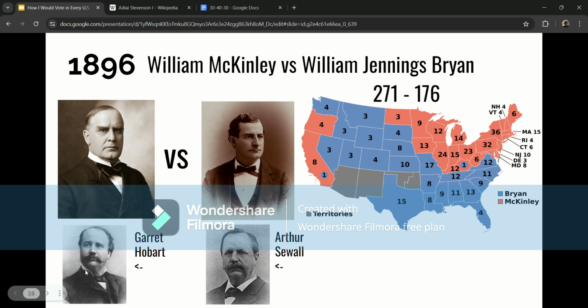So this ticket would have been appealing to me for experience versus this ticket, but when it comes to pretty much everything else, I would not have liked what the Republicans were standing for. So no surprise here, my vote in 1896 would have gone to William Jennings Bryan.